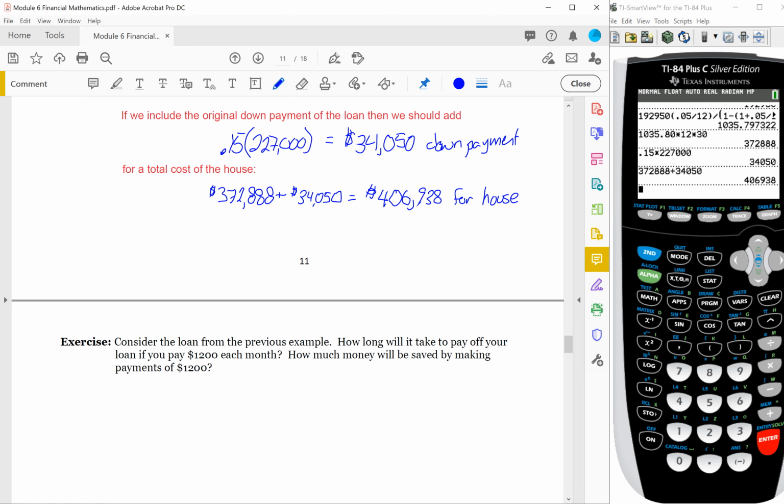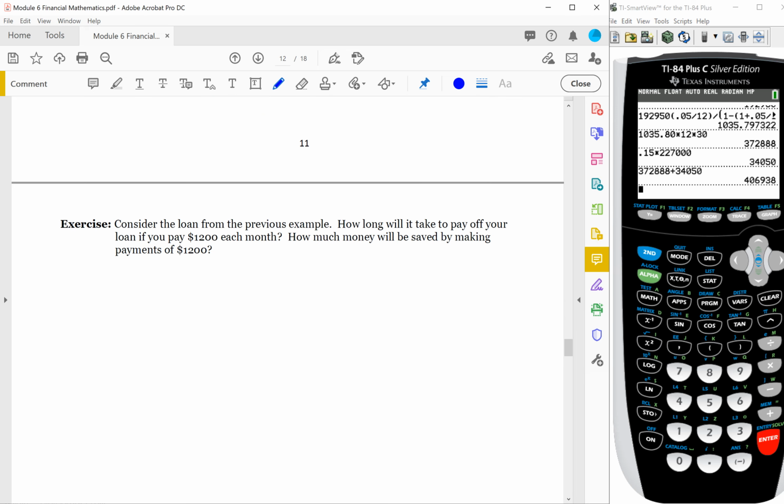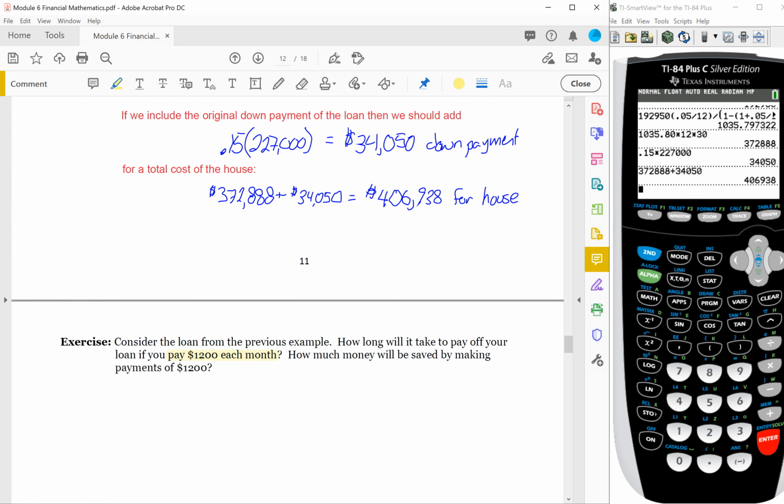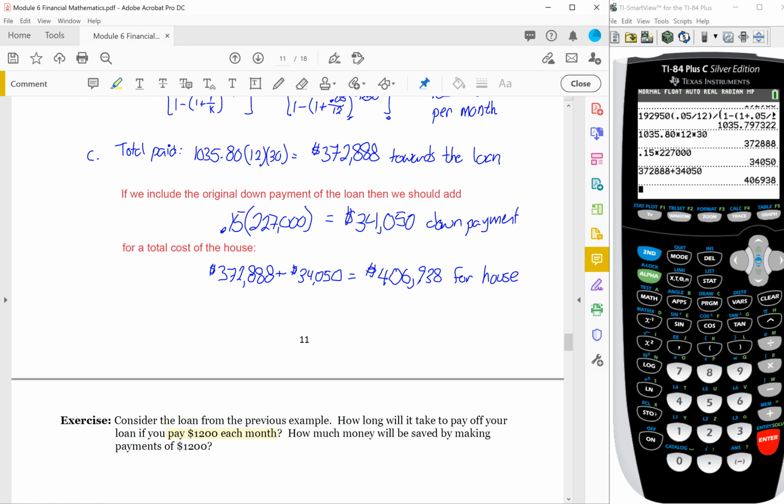Okay. Let's look at another example. Consider the loan from the previous example. How long will it take to pay off your loan if you pay $1,200 each month rather than the $1,035 that we ended up paying? So what if we end up paying $1,200? We pay a little extra. How much money will be saved by making these $1,200 payments?